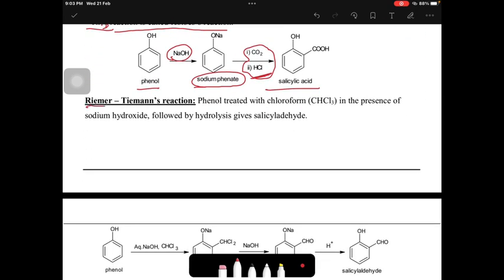Next named reaction, the Reimer-Tiemann reaction. For this reaction, when phenol is treated with chloroform in the presence of sodium hydroxide followed by hydrolysis, it gives salicylaldehyde.